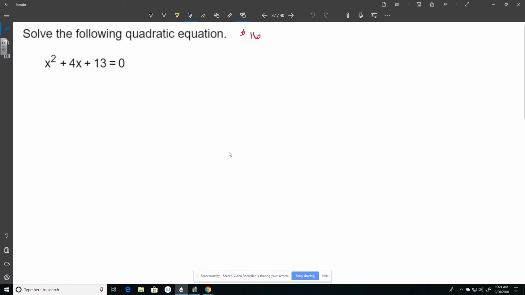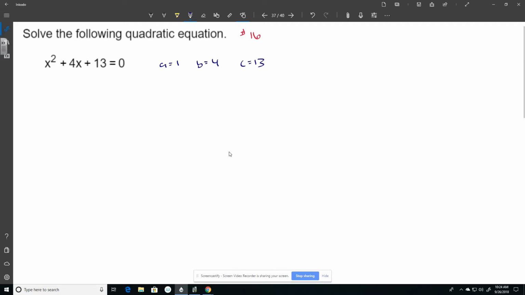Factoring doesn't look too simple because what multiplies to 13 and adds up to 4? One of those is probably going to be a fraction. It has to be. So I'm going to go ahead and use the quadratic formula. And I get a equals 1, b equals 4, c equals 13.